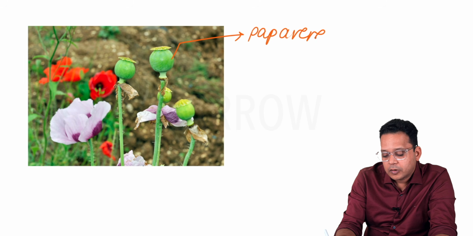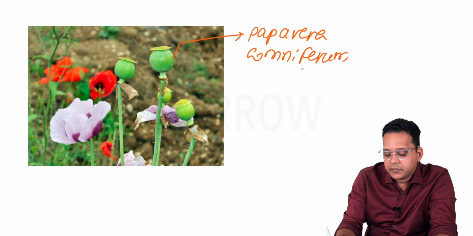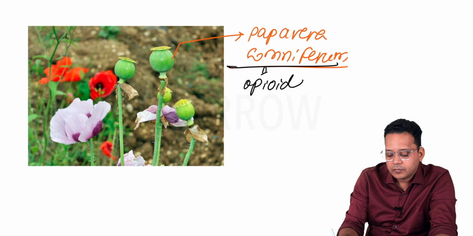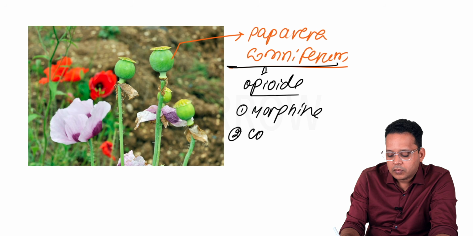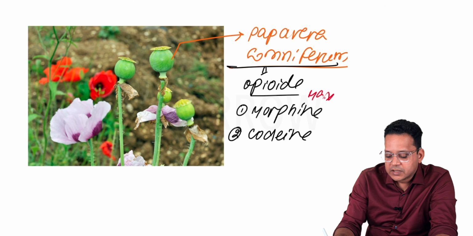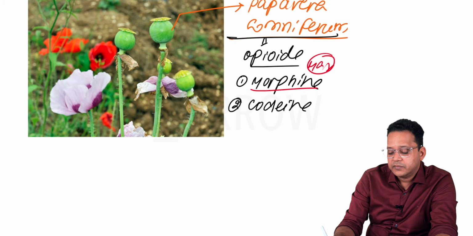All right, what is this plant? So this is a poppy plant, called Papaver somniferum. Now from this poppy plant, you will derive two opioids, and these two opioids are morphine and codeine. Overall, from one plant, the maximum amount of opioid that I derive is morphine.